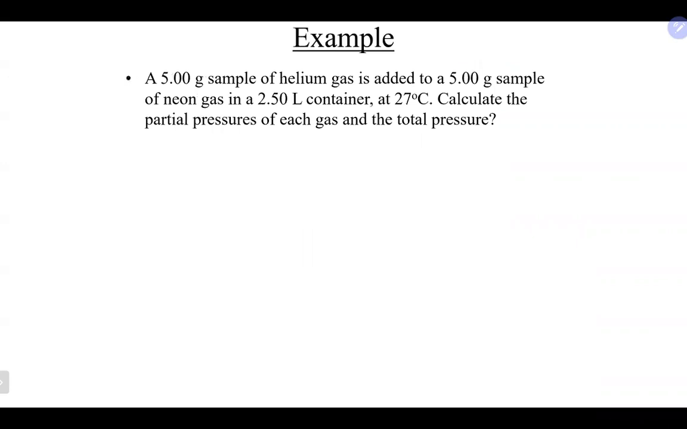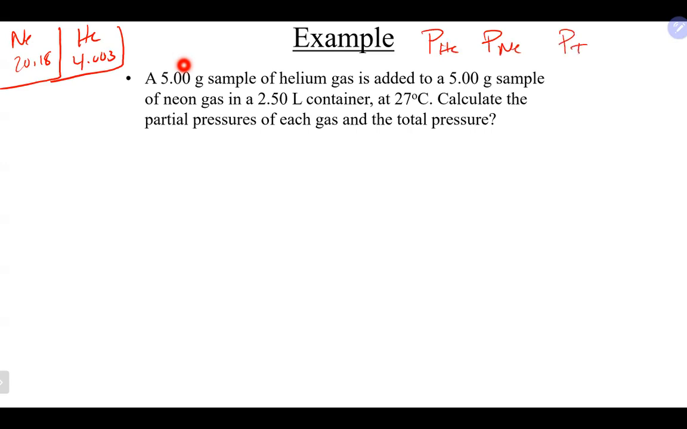So why don't we try one here? We have 5 grams of helium and 5 grams of neon. It's at 2.5 liters and 27 degrees Celsius. What are the partial pressures of each gas and the total pressure? Neon is 20.18 and helium is 4.003. So we're looking for 3 answers here: the partial pressure of helium, the partial pressure of neon, and the total pressure of the mixture. Take a few minutes to see what you come up with.